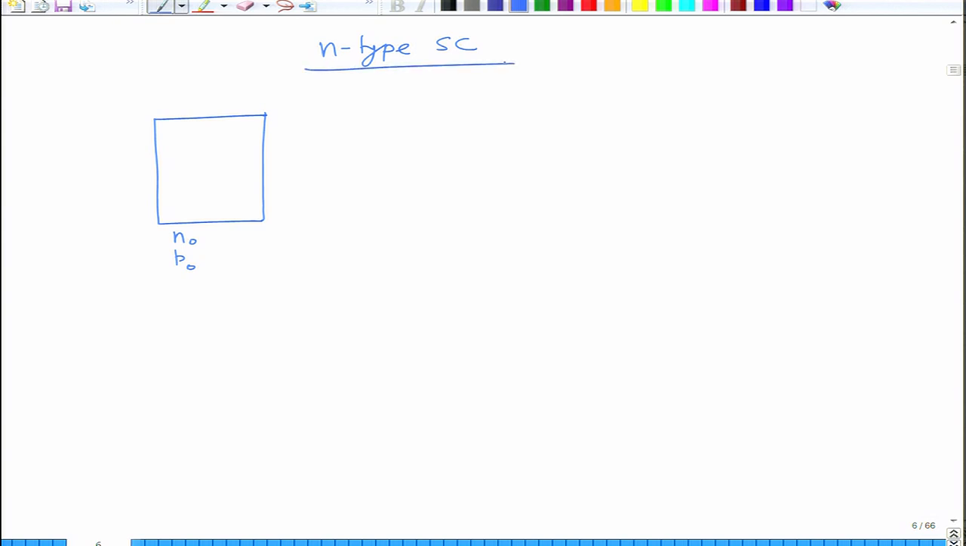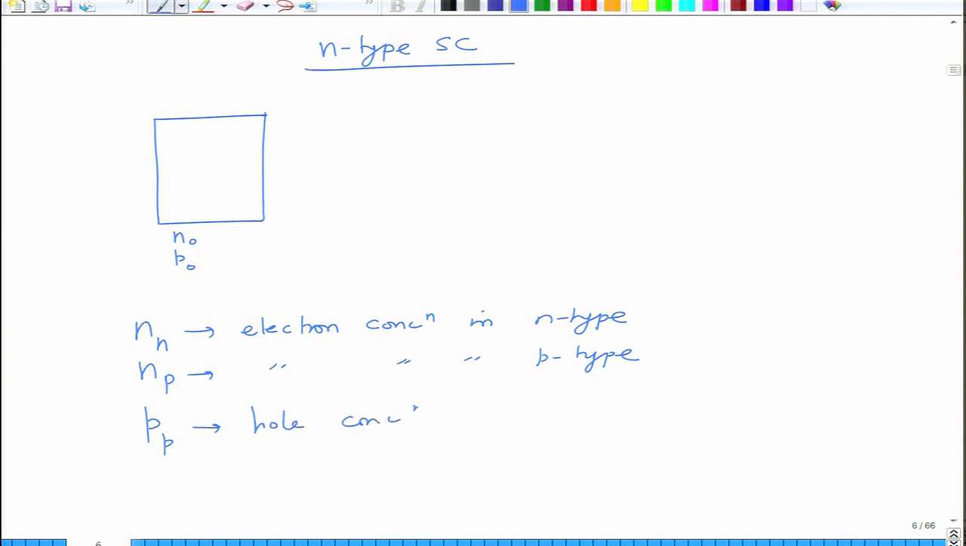Often you will also see a change in terminology. When you write NN, it's electron concentration in N-type. When you write NP, it's electron concentration in P-type. Similarly, when you write PP, it's hole concentration in P-type, and when you write PN, it becomes hole concentration in N-type. Some of these subscripts will appear later as we deal with both P and N-type semiconductors together. If we discuss an N-type semiconductor in isolation, it had some carrier concentration N naught, P naught to begin with, and then you create a perturbation.